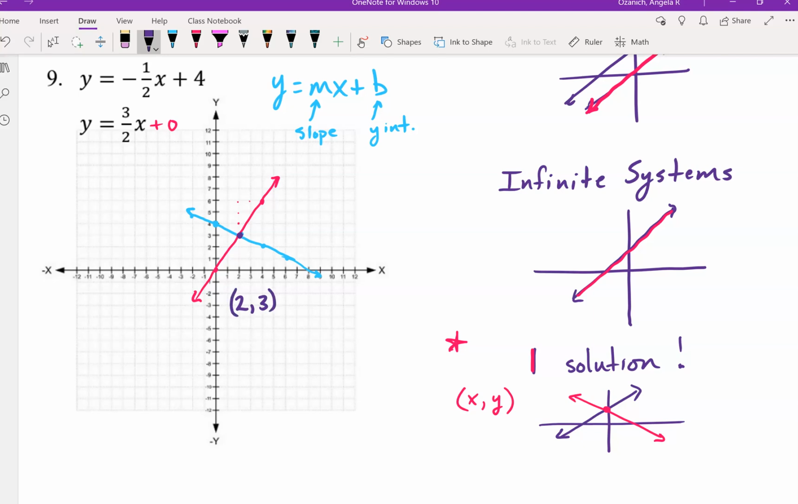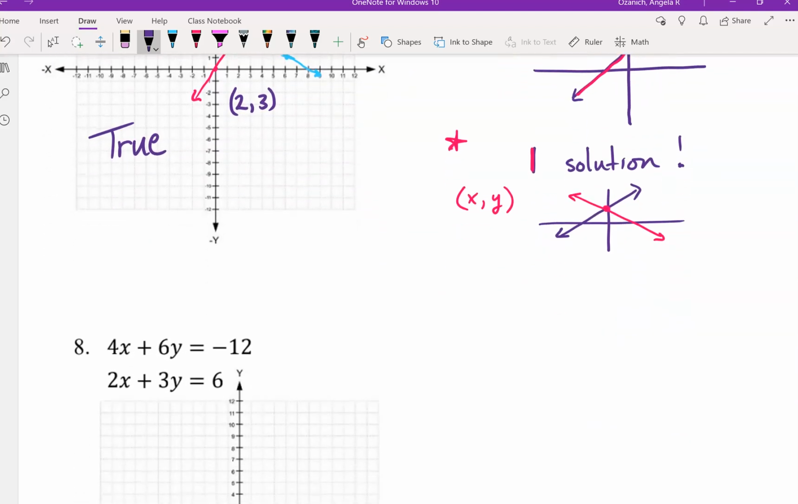Which means, and what that means for this system is that if I plug a 2 in for x, and I plug a 3 in where I see the y values up here, if I plug those numbers in, that is going to make those equations true. Okay, so that is what it means to solve your system. And that's how we do it graphically. Okay, let's do one more graphically and then we'll move on to substitution.